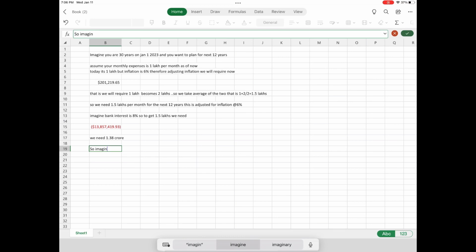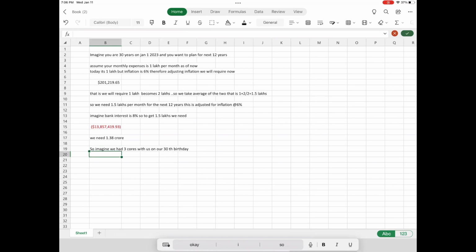So please note that you may not require 1.5 lakhs the first few years, but you will require slightly more after 6 years. So it is an averaged value which I have taken. So imagine that you have 3 crores with you on your 30th birthday. Now this is the starting balance I am going to take. 3 crores you may not have, so you can possibly sell a real estate or something and generate 3 crores.